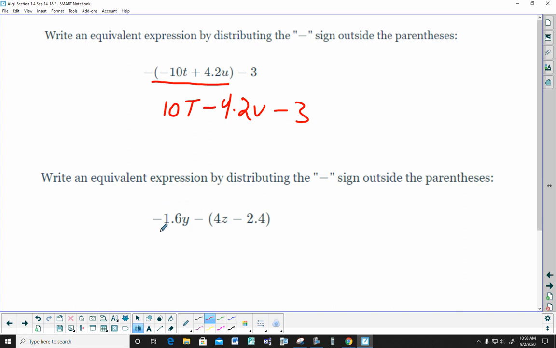Similarly, this is sitting out front of distributing this negative inside. This stays put. It doesn't change. This negative distributes through. So this is a positive 4z, so it becomes a -4z. This is a -2.4, so it becomes plus 2.4. And my decimal isn't sitting up very high. It looks like times. All right, a little better?